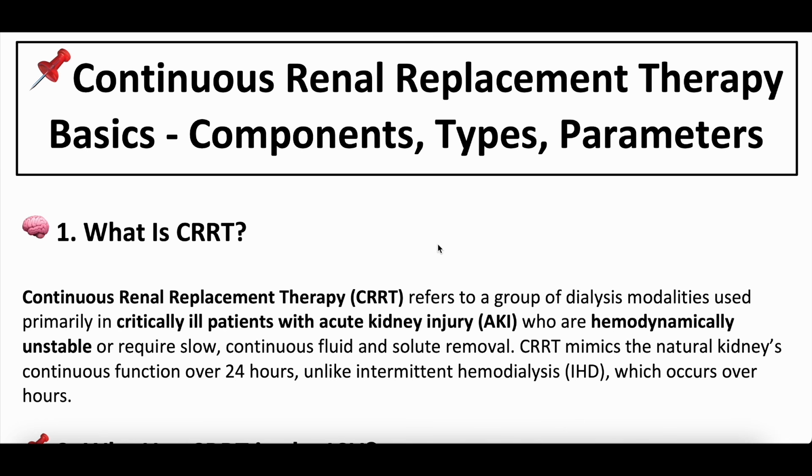So today we're going to be talking about continuous renal replacement therapy, or CRRT. Specifically, we're going to dive into the basics of this. We're going to talk about the different components of continuous renal replacement therapy. We're going to talk about the different types, CVVH, CVVHD, CVVHDF, which are all different types under the umbrella of continuous renal replacement therapy. We'll talk about the parameters, how to use CRRT, and the different components, all that good stuff.